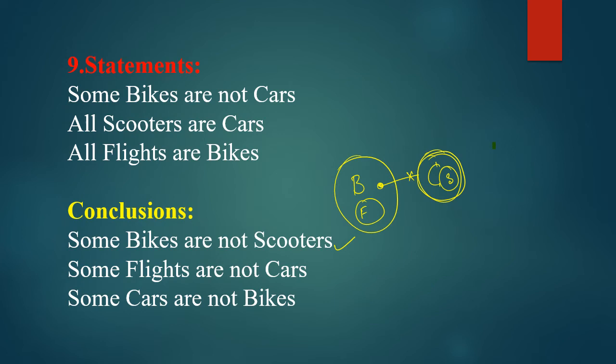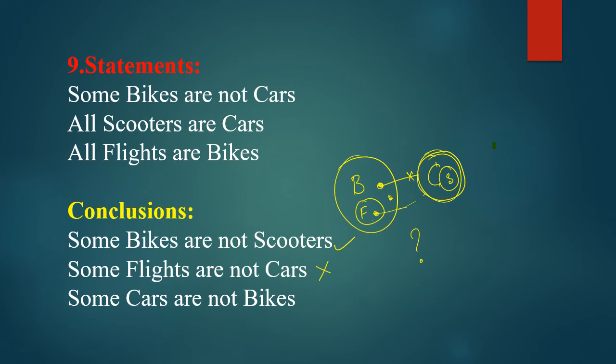Some flights are not cars. Here we know that some bikes are not scooters, or some bikes are not cars. But we are not sure whether the part of B which is not overlapping on F is not C, or the part which is inside F is not C. So again we don't know the relation there. The relation between F and C will be undefined. So that's why any single definite conclusion like this will be wrong.